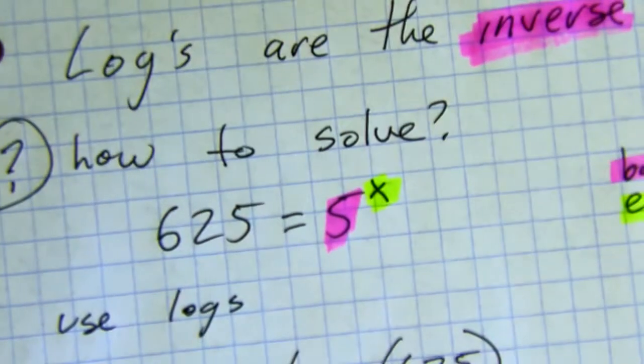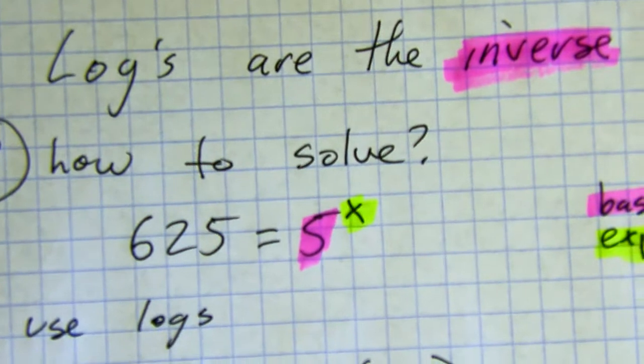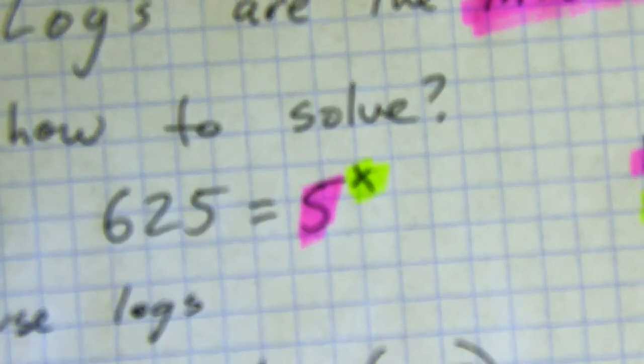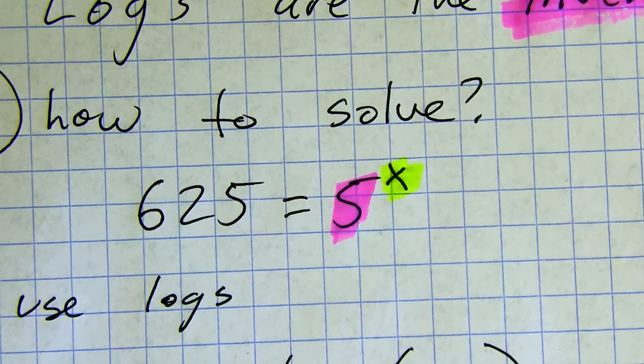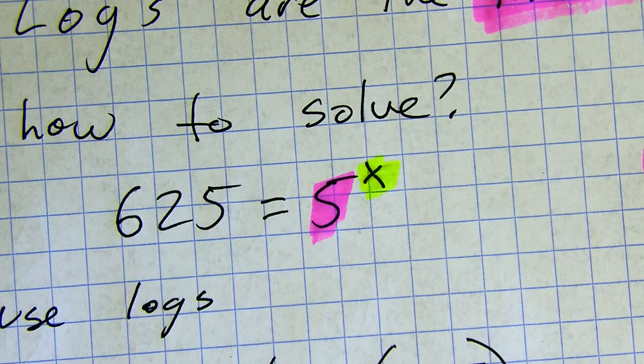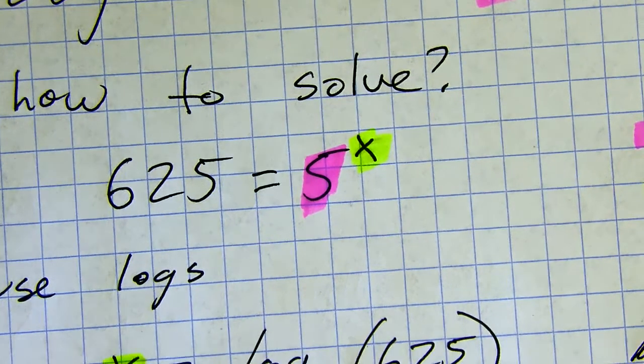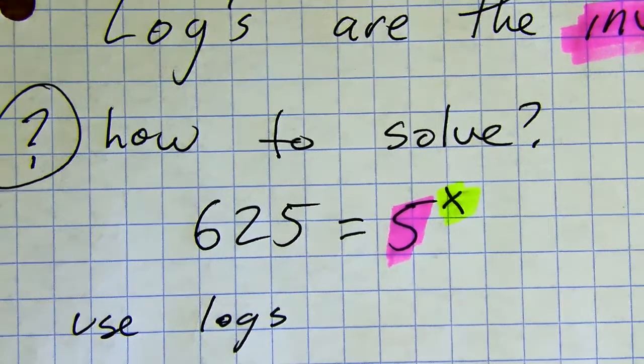Now, how do you solve this? If you have 625 is equal to 5 to the x, right? I mean, you could do trial and error. You could do 5 squared, that's 25. 5 to the third is 125. You can work your way up, but you would have to do more of a trial and error aspect. But the way we're going to solve is using log.